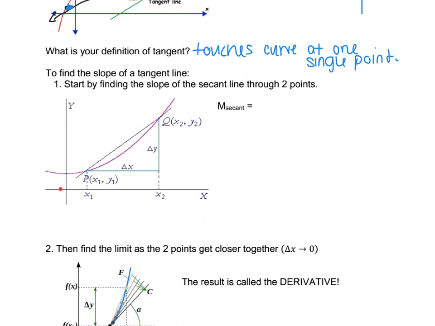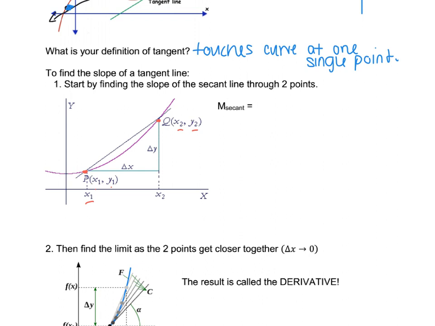So our goal right here is to find the slope of a secant line. Sorry, I didn't even introduce this. To find the slope of a tangent line on this curve, we start by finding the slope of a secant line. We can do that because we have a formula for finding the slope of a line if we know 2 points on that line. So I know this point is at x1, y1, and this point here is at x2, y2.